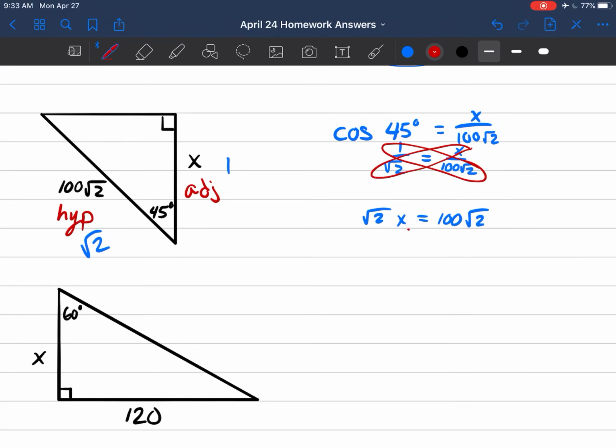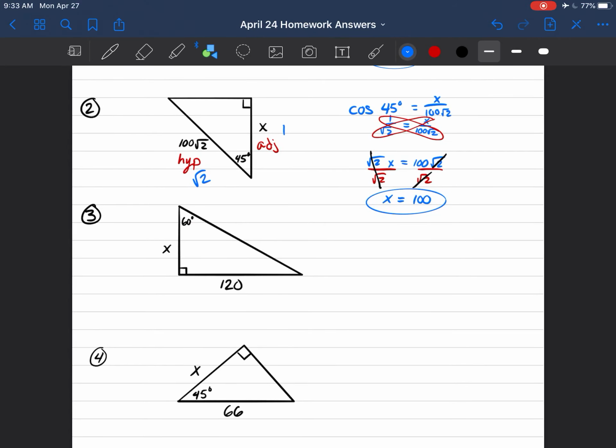So I'm going to divide both sides by square root of 2. These will cancel out on the left, and it leaves you with just x. And then on the right side, again, square roots can only be divided by other square roots. So this square root of 2 is going to cancel out this square root of 2, just like we did on the left side. So then all you have left is just the 100, and there's your answer.